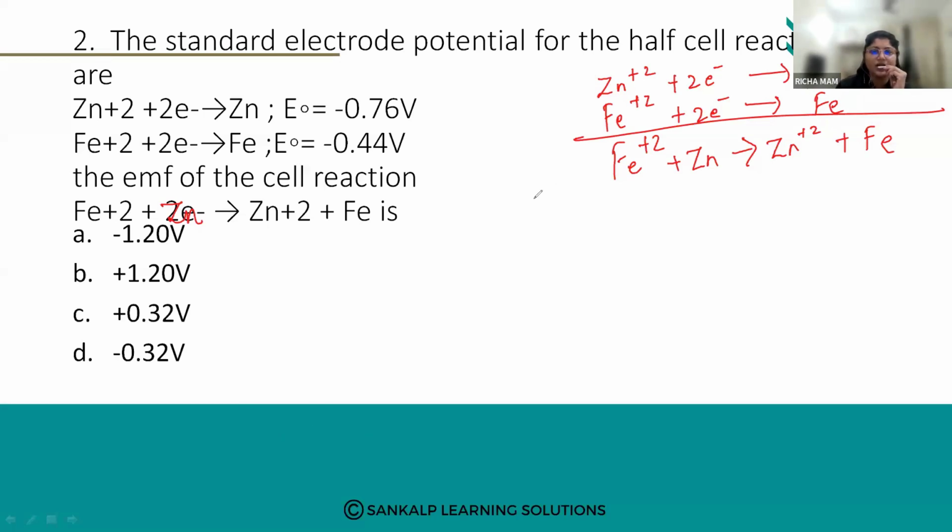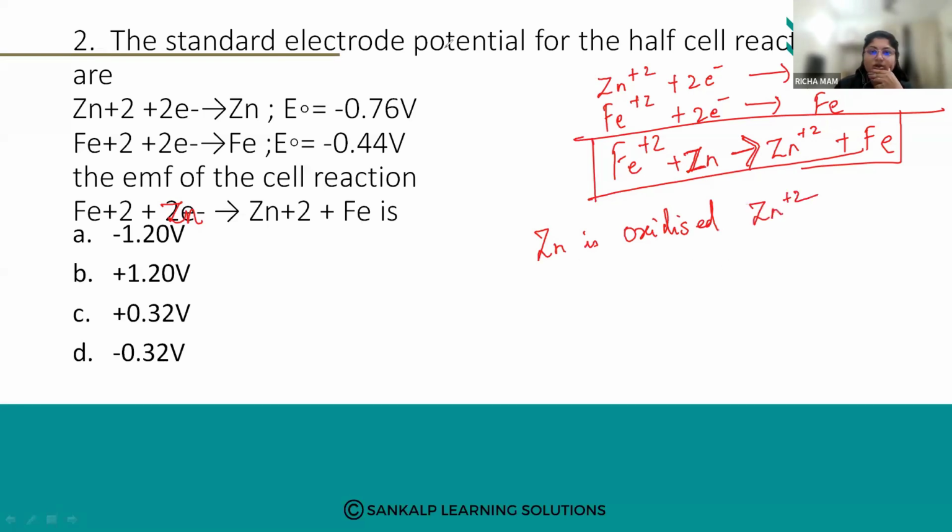I'll tell you. When you see the complete cell reaction, the EMF of the cell reaction, what you can see is that zinc is converted to Zn2+. That means zinc is oxidized. Oxidized means it is losing electrons. So zinc is oxidized to Zn2+. And Fe2+ is reduced to Fe, which means there is a gain of electrons in the case of Fe.